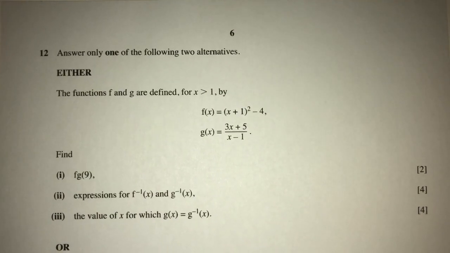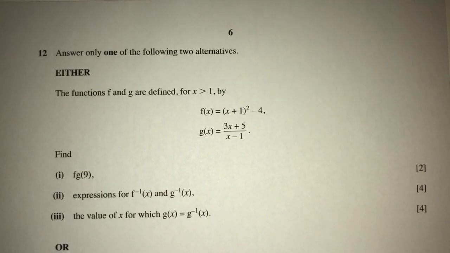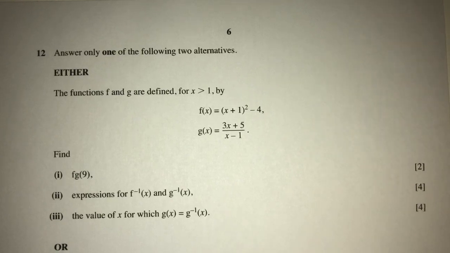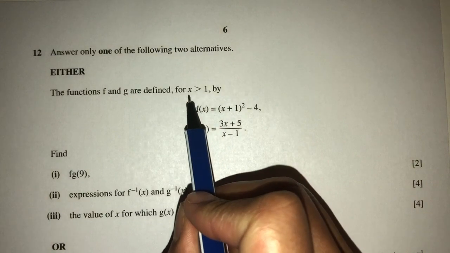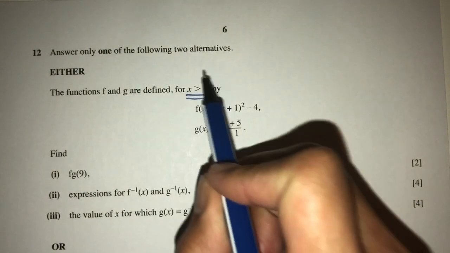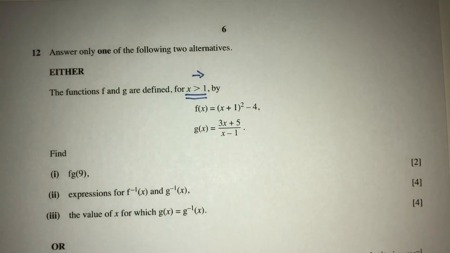Now let's move on to question number 12. This one usually we have to answer just one of the questions, but of course I'll be doing both of them, so don't worry. So let's move on with the first one. We have two functions, f and g, defined for x more than 1. That is the domain, positive values. Now we have these two given to you already, that's good.